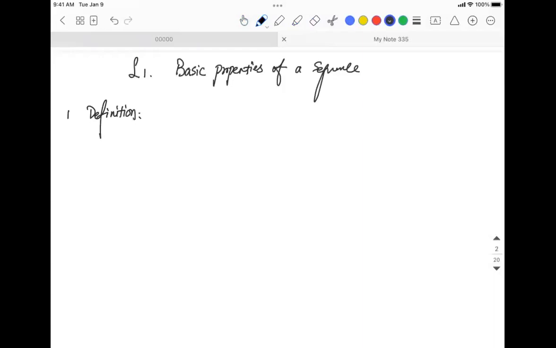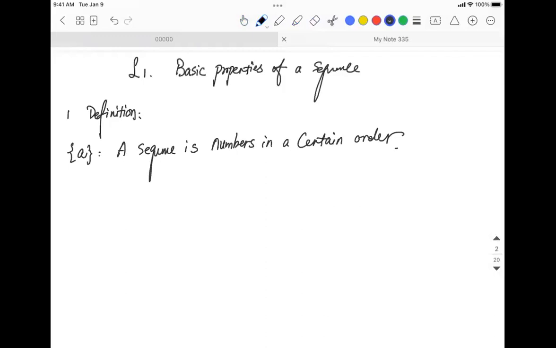Before we jump to all those properties, let's have a quick definition. What is a sequence, right? Everyone knows what a sequence looks like, but what is the real definition of a sequence? A sequence, we always use the notation (an), with a curved bracket, to denote it. So what is a sequence? A sequence is numbers in a certain order. That's it. See the definition, a one-liner, so easy. Numbers in a certain order, that's going to define a sequence.